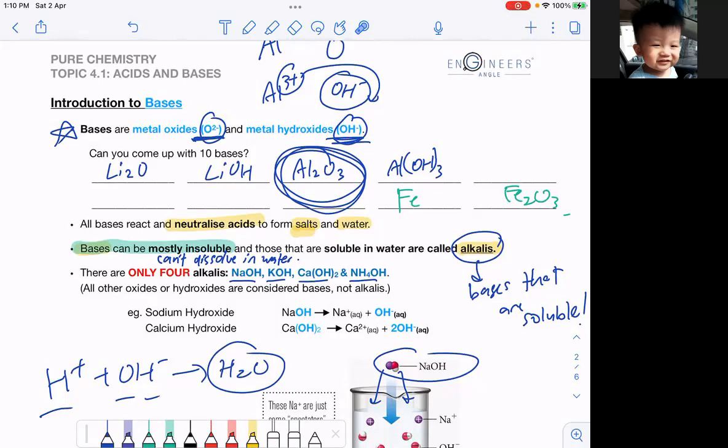Now, alkalines would be more specific. It's harder to be an alkaline. What's an alkaline? It must be that one word.